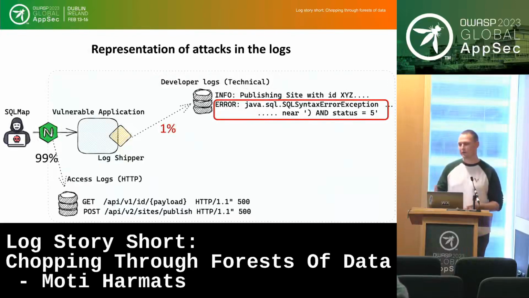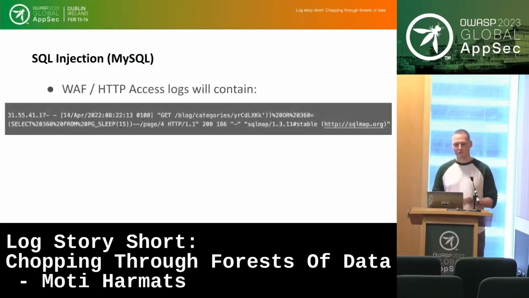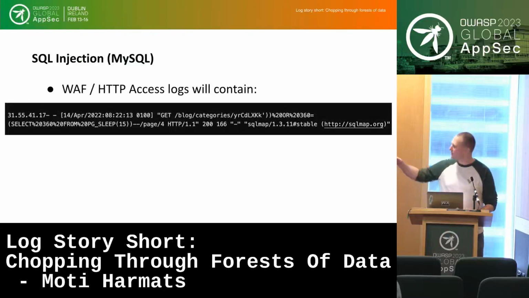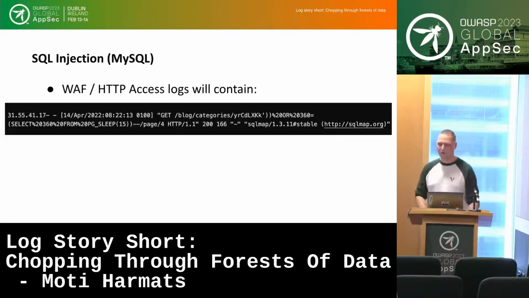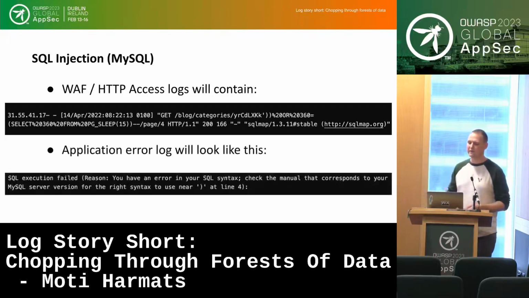Now, this is just one example, but you can also look for other signals and other signatures of these errors in your logs. Let's have a look at how it looks. So again, SQL injection, you will see, can you see this? Is it too small? You will see this in the access logs. It doesn't mean that the attack was successful. But again, if you see something in the application error log, something like this, then it's probably a SQL injection vulnerability.